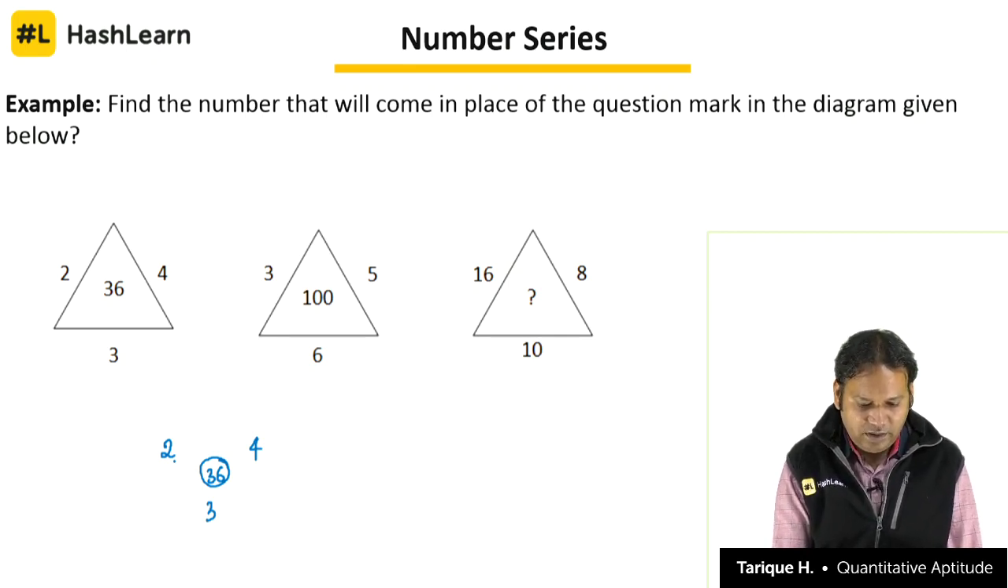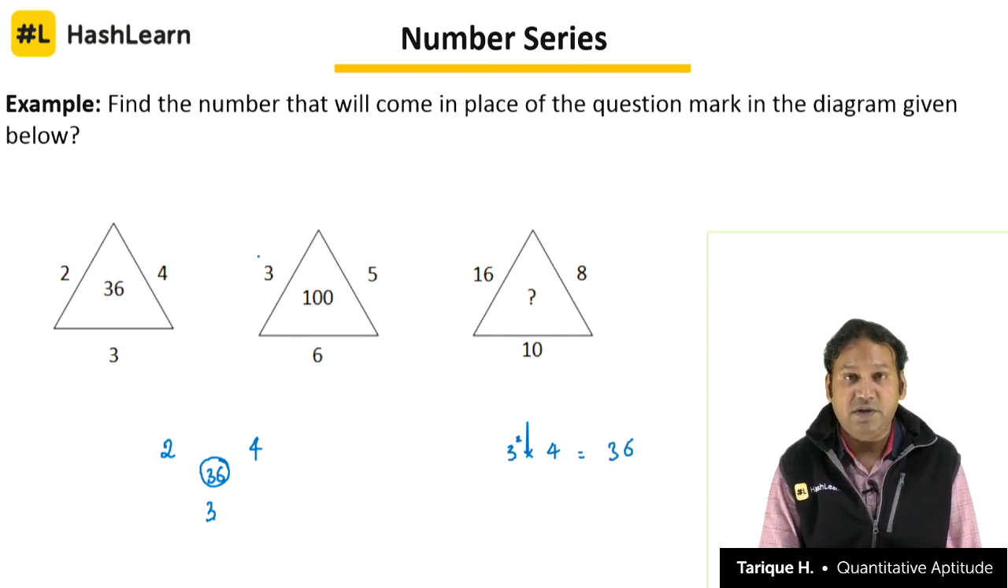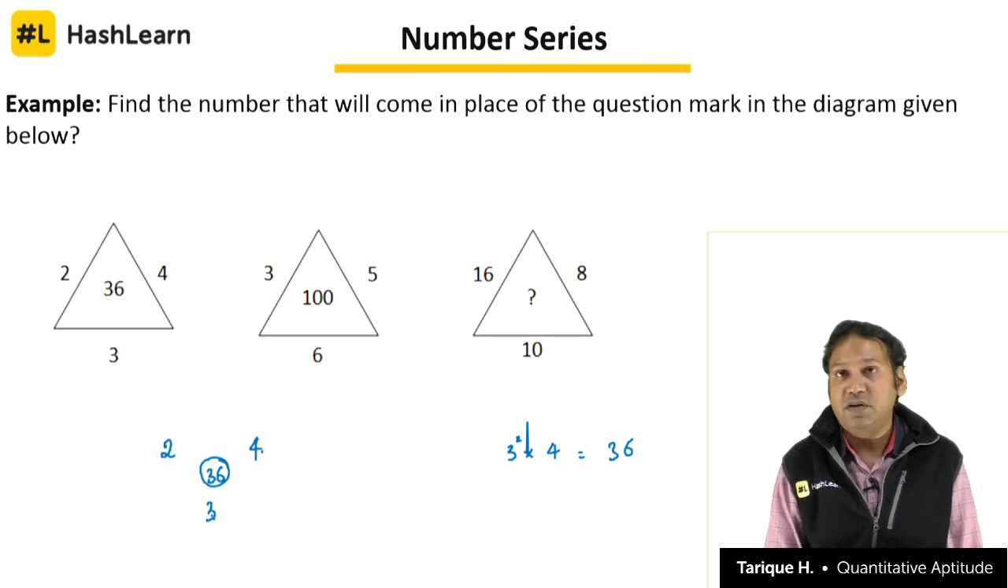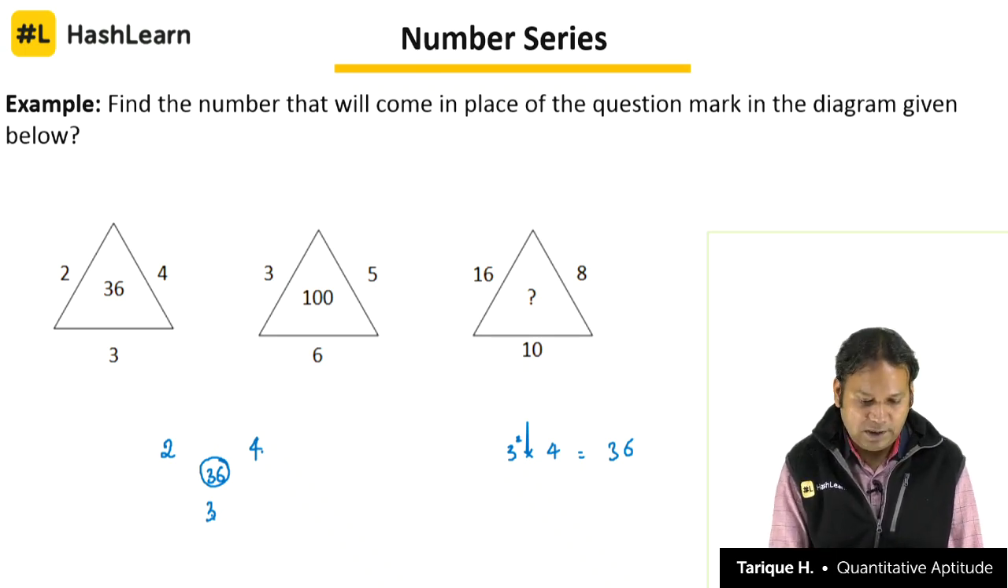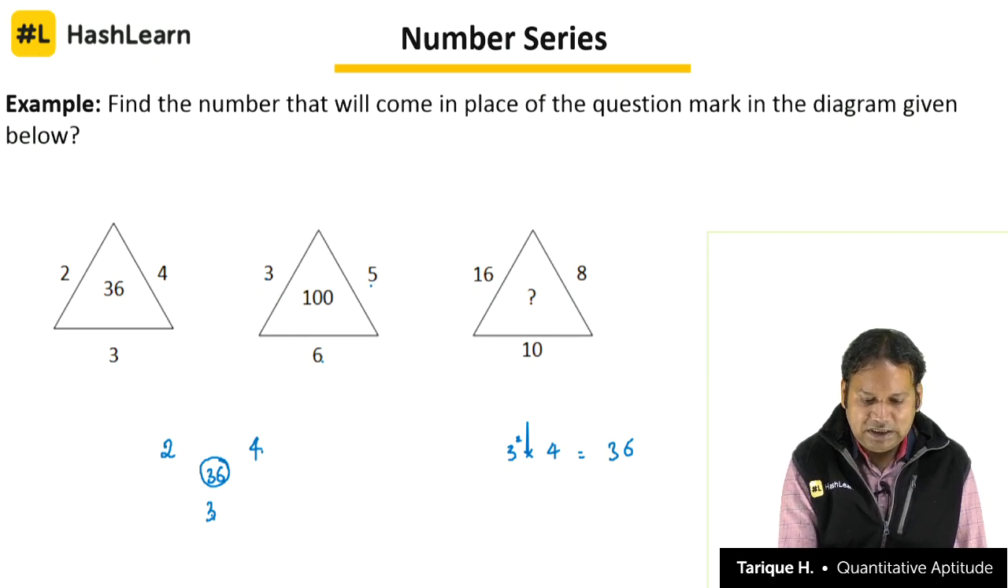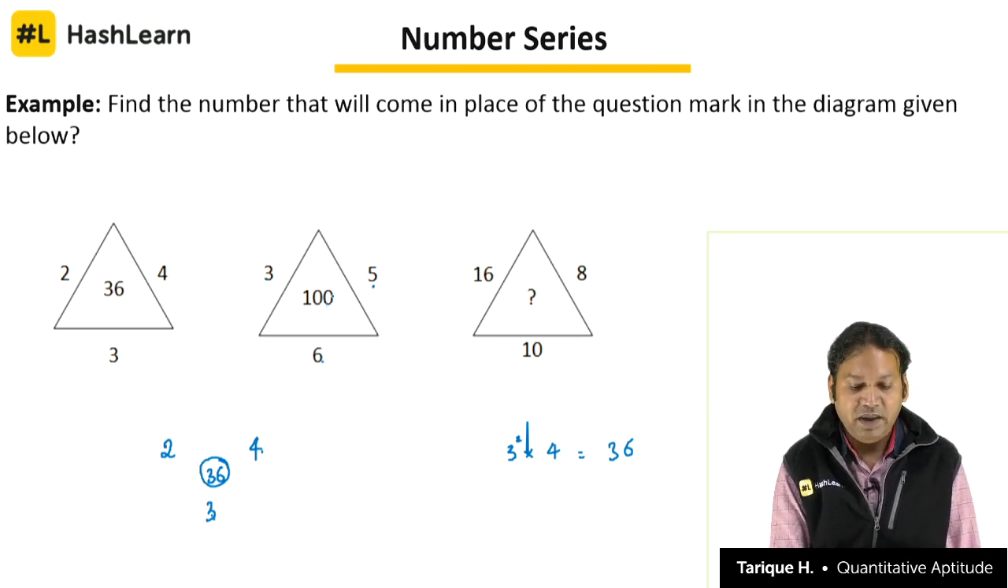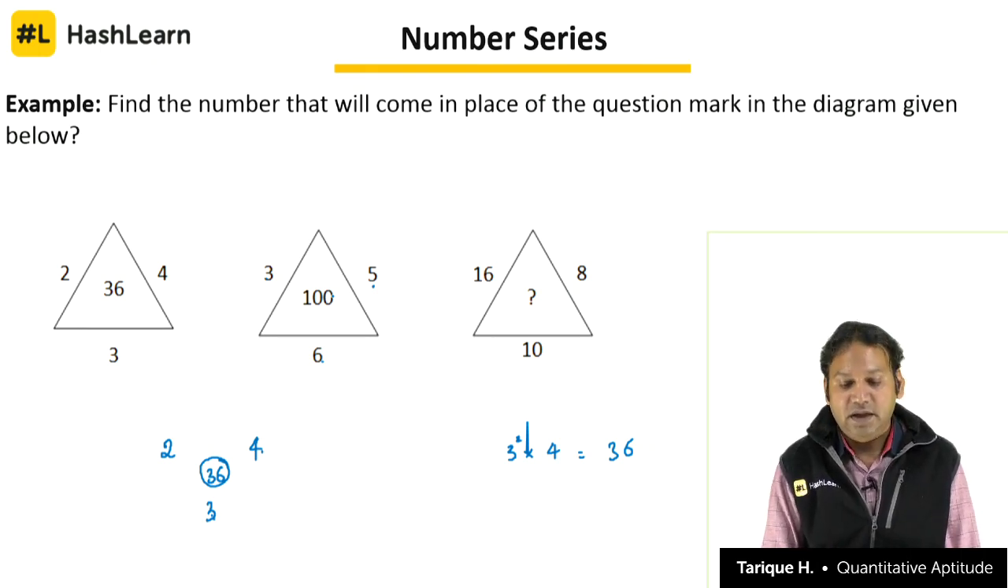3 square is 9, 9 into 4 is 36, but that does not work. 6 cube is 216, 216 into 5 is 1080, so that's definitely not going to work. 2 plus 3 is 5, 5 plus 4 is 9, 9 into 4 is 36, okay, this also looks like a good logic. 3 plus 6 is 9, 9 plus 5 is 14, and 14 into 4 is 56.